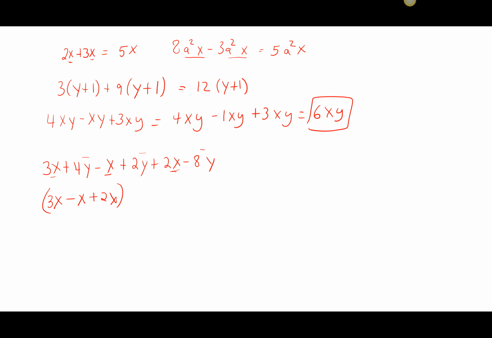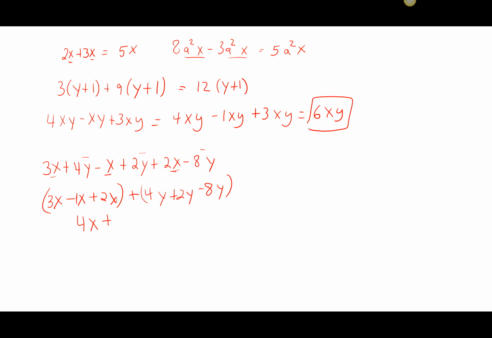And then you have plus, the first one you have is 4y, plus 2y, minus 8y. Okay, so now they're all grouped together. So then you can do your addition and subtraction. Okay, so 3x minus x, remember that's an imaginary 1 there. It's 2x, plus 2x is 4x.